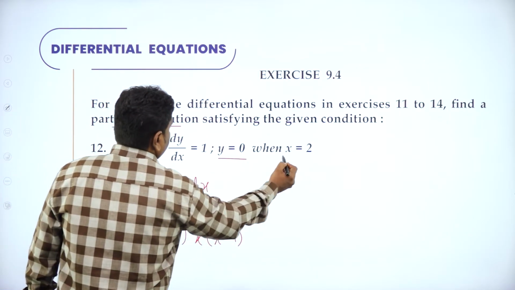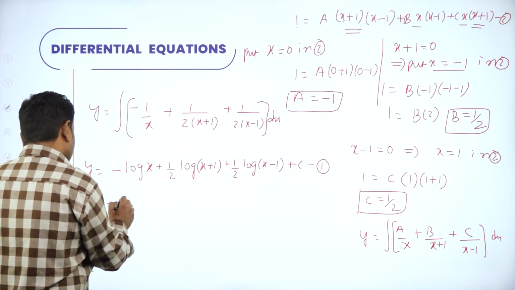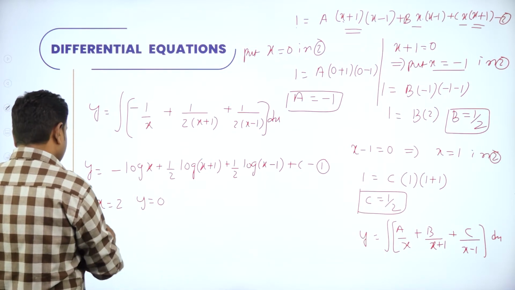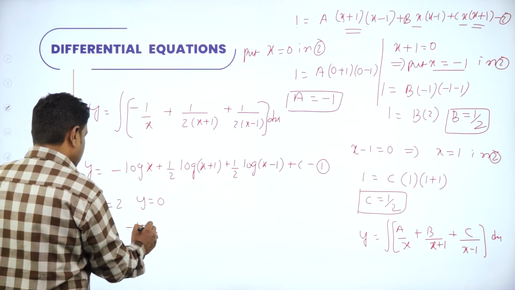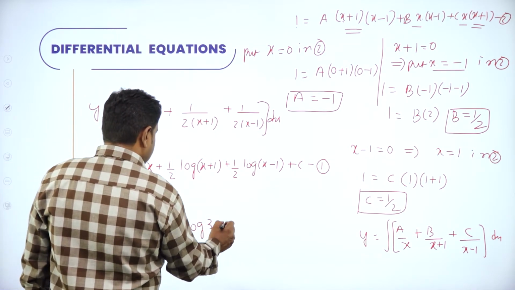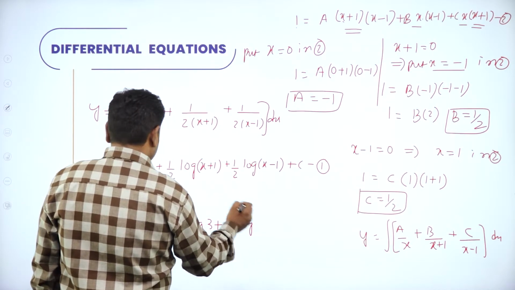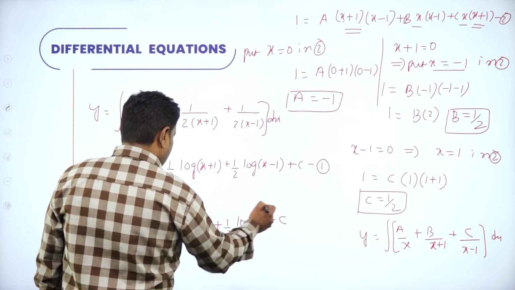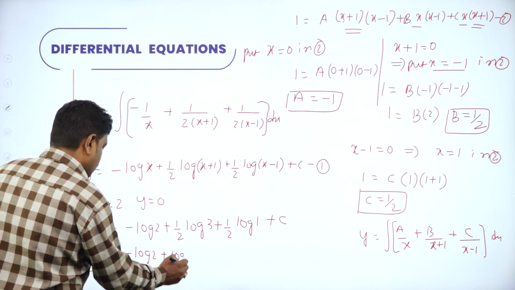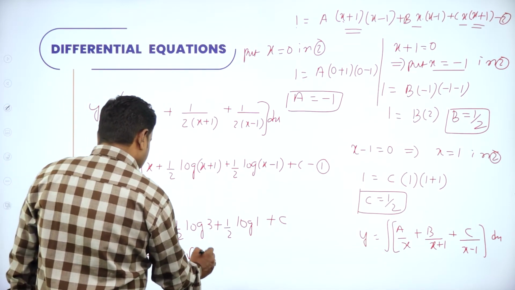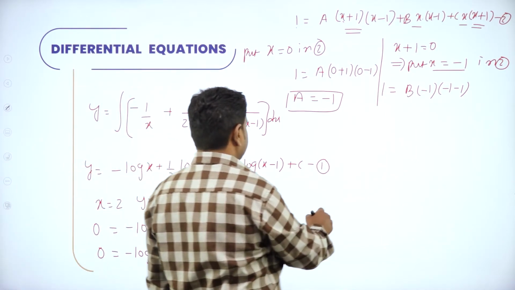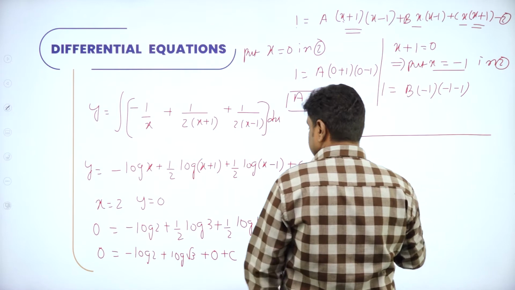So x is 2 when y is 0. In the place of x put 2, in the place of y put 0. So LHS is 0. If I put x as 2, minus log 2 plus half log 3 plus half log of 2 minus 1, that is 1, plus c. You know log 1 is 0. 0 minus log 2, I can write it as log root 3 by 2, and this is 0 plus c. You got the c value. So further, we will get c.